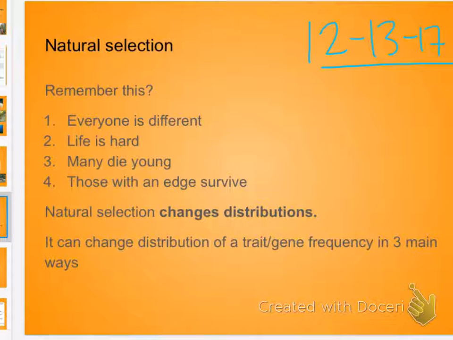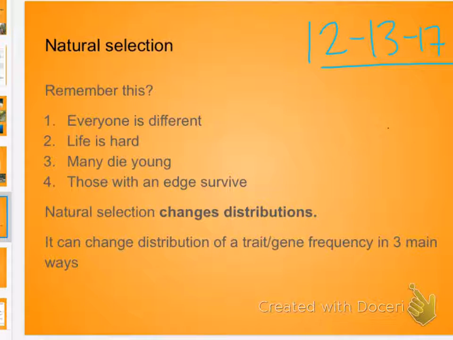which means I'm going to flip to this. So, refresher. And we've honestly been talking about natural selection since the very beginning of the year, because we talked about it with antibiotic-resistant bacteria. We've talked about it in more general terms. We've talked about it with rabbits. We've talked about it with all kinds of species. But for natural selection to happen, we've got 4 underlying assumptions. Everyone's different. Life is hard. Many die young. Those who have an edge survive.